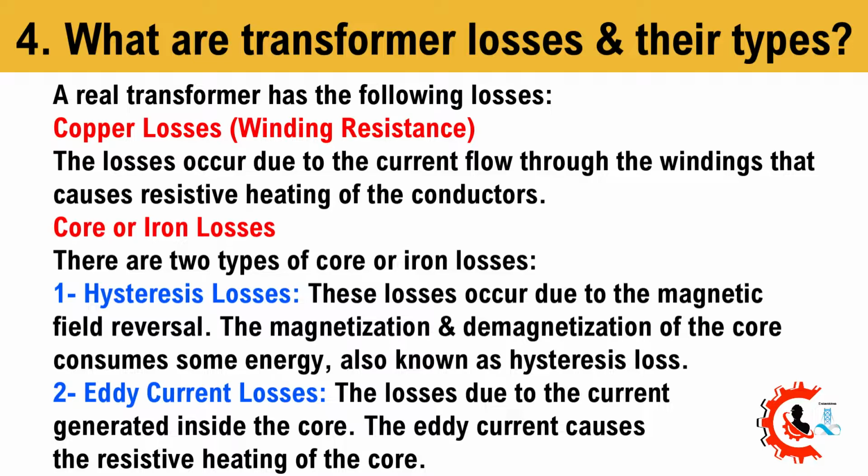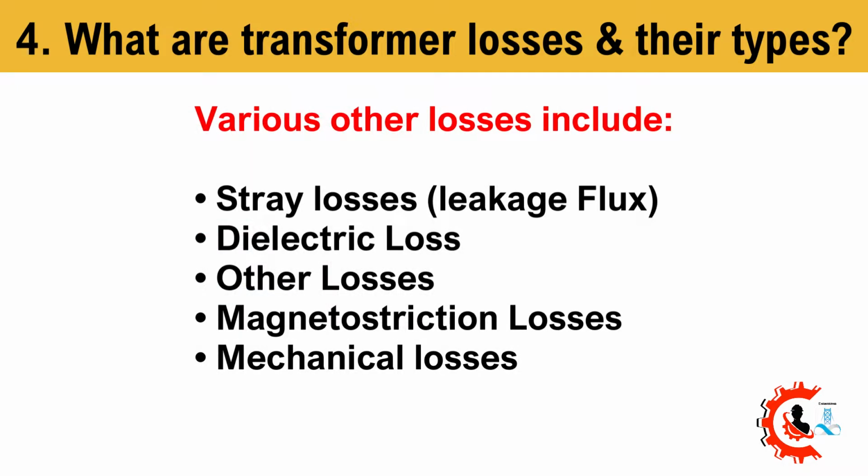There are two types of core or iron losses. 1. Hysteresis losses. These losses occur due to the magnetic field reversal. The magnetization and demagnetization of the core consumes some energy, also known as hysteresis loss. 2. Eddy current losses. The losses due to the current generated inside the core. The eddy current causes the resistive heating of the core. Various other losses include stray losses, leakage flux, dielectric loss, magnetostriction losses, mechanical losses.